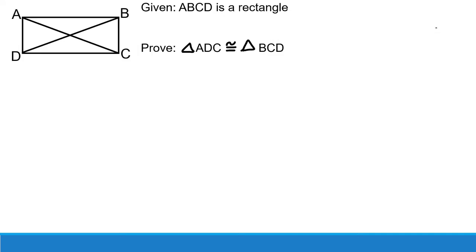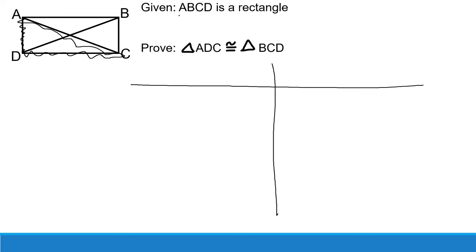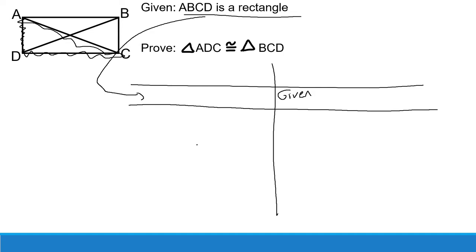Given that this is a rectangle, prove that these two triangles are congruent. ADC, which is this triangle right here, so that's my first triangle, and then BCD, that triangle right there. We're going to do this in 2-column format. This is going to be my given, so right there's my given. And then we want to prove that ADC is congruent to BCD.